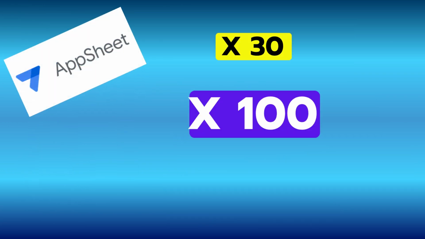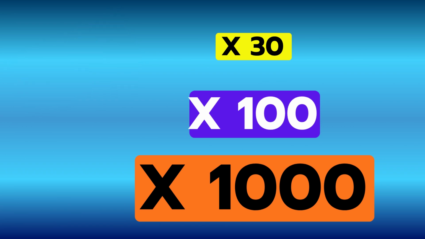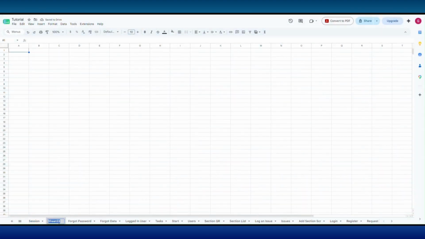Have you ever wanted AppSheet to do the same action 30, 100, or even 1,000 times automatically? In this video, I'll show you exactly how the new loop function works, using a simple employee database and a second table that records every action as it happens. Let's get to it. In your Google Sheets file, create two tables, Loop Table Master and Loop Table Explainer.